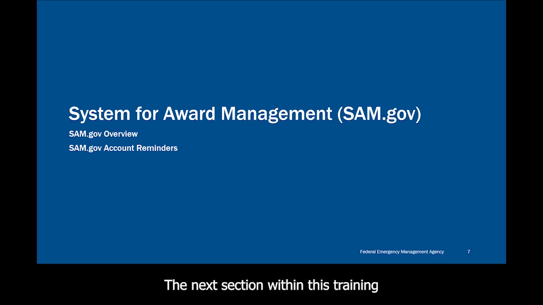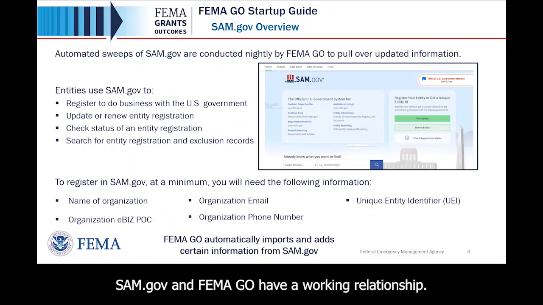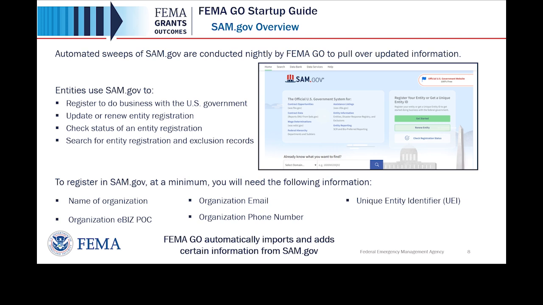The next section within this training will provide an overview of the System for Award Management, SAM.gov, and SAM.gov account reminders. SAM.gov and FEMA Go have a working relationship. Automated sweeps of SAM.gov are conducted nightly by FEMA Go to pull over updated information.